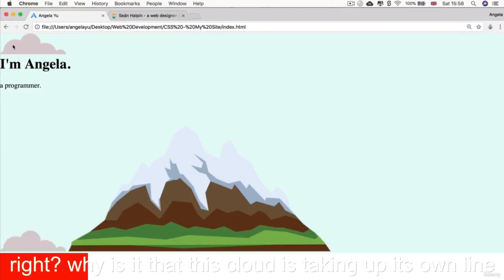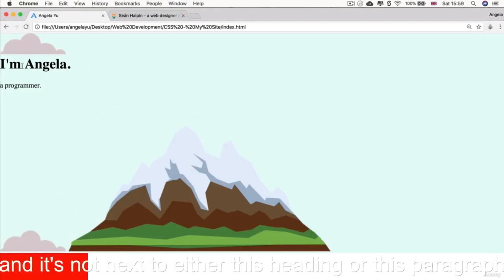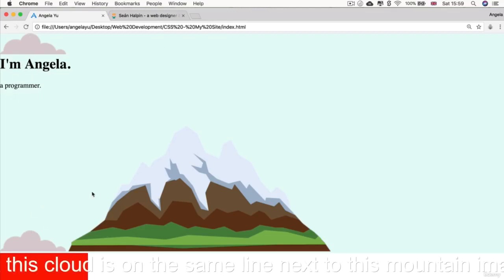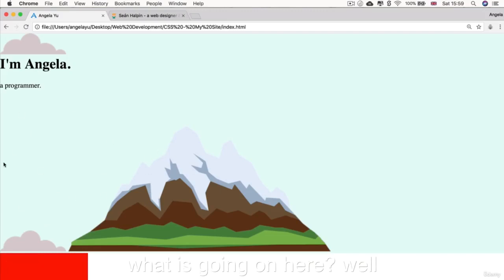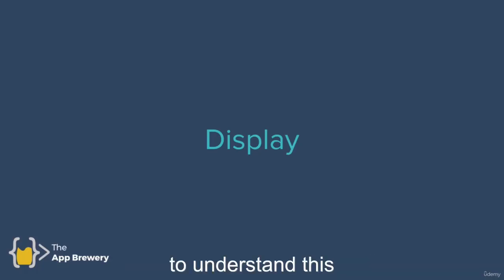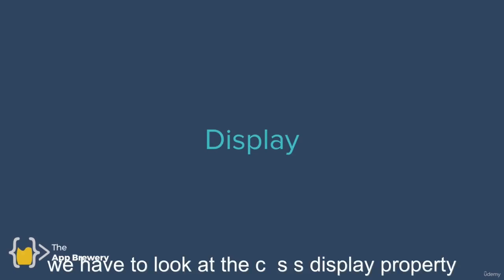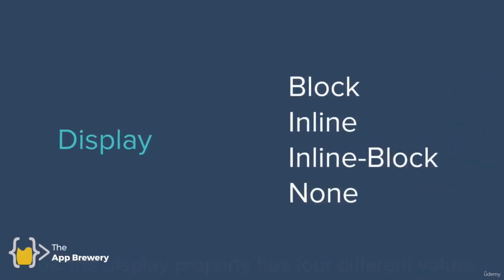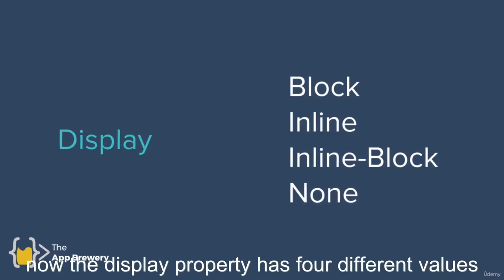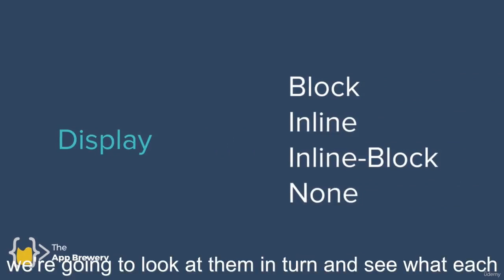Why is it that this cloud is taking up its own line and it's not next to either this heading or this paragraph tag, but this cloud is on the same line and next to this mountain image? What is going on here? Well, to understand this, we have to look at the CSS display property. Now, the display property has 4 different values, and we're going to look at them in turn and see what each one of these does.